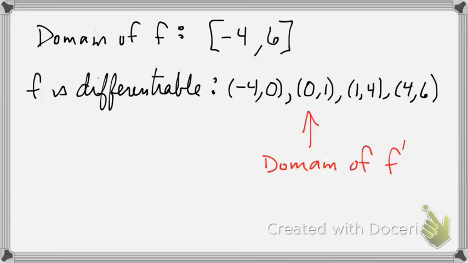Differentiability of f, domain of f prime, same thing. It's just that for domain of f prime, you see f prime. For differentiability, you don't have to see f prime, but they're the same thing. You've now seen what a derivative looks like. All right?